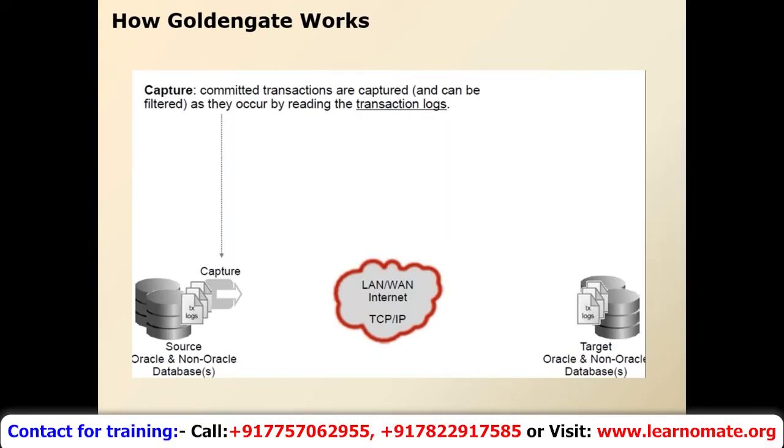So you have a source database and a target database. The source of GoldenGate is the transaction logs of the database. These transaction logs in Oracle database are called redo logs, or backup of redo logs, which are called archive logs. Now, each database has its own transaction log.